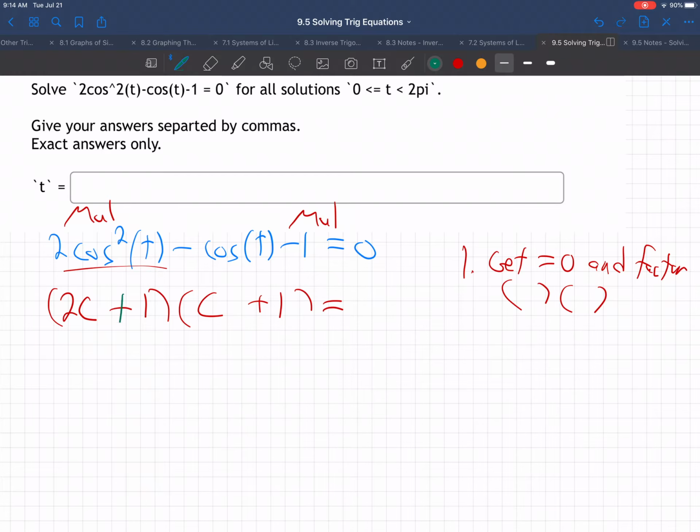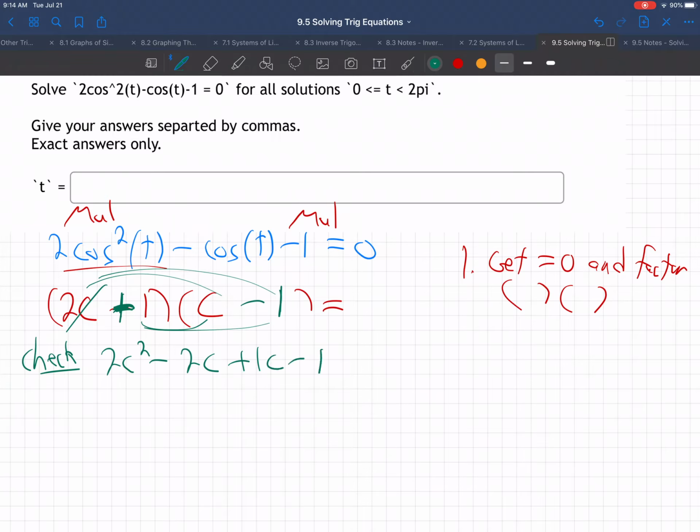There it is. So plus there, and I'm going to make this one minus. I'm going to switch the signs. Try it again. So let's check it again. And you check again. So you go boom, boom. 2 cosine squared minus 2 cosine. Boom, boom. Plus 1 cosine minus 1.